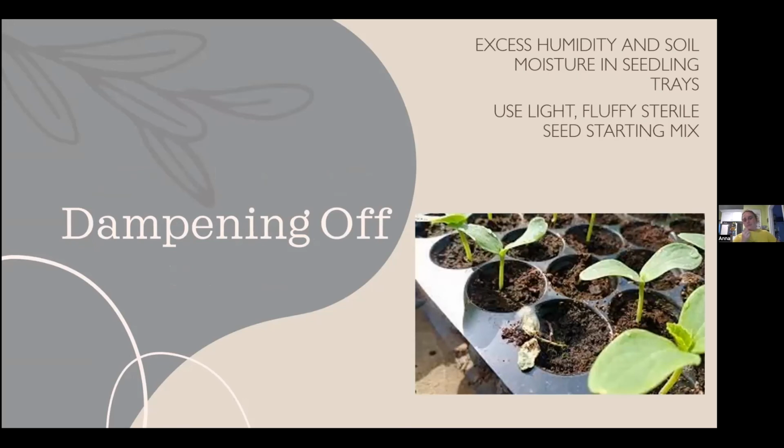Damping off, in your seedling trays, make sure you use a sterile seed starting mix, something light and fluffy that drains well, and really manage your moisture. Water from the bottom, try not to get those seedlings wet, and make sure you're not watering too frequently. Let them dry out between waterings.